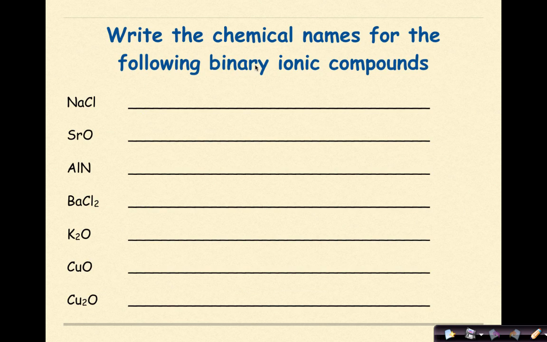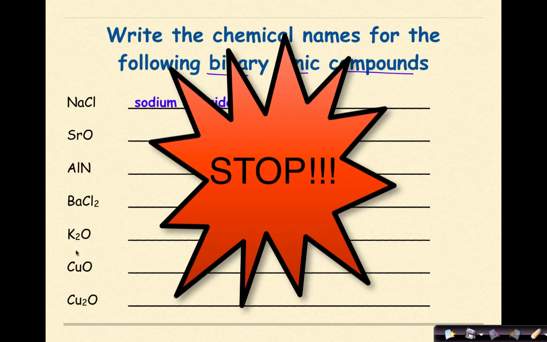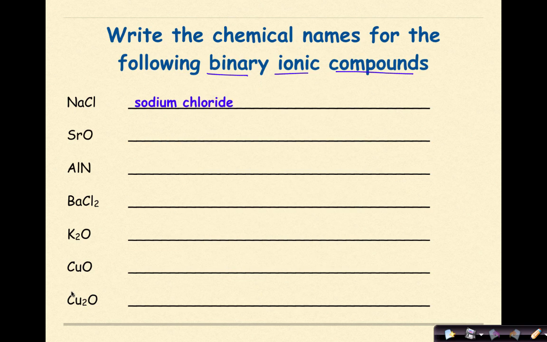Write the chemical names for the following binary ionic compounds. Now this should be a big review from your summer assignment, so I'm not going to provide much help here. So if we look at the first one, NaCl, I know that the Na is sodium. I know that the Cl is chlorine, so I'm going to change that ending to "ide." So for the first one, it's going to be sodium chloride. So again, what I'd like you to do is stop, write the names for the rest of these, and then continue with the video to check your work.